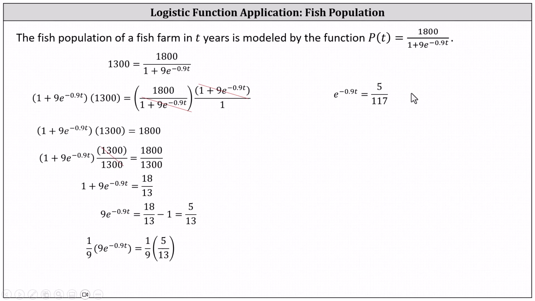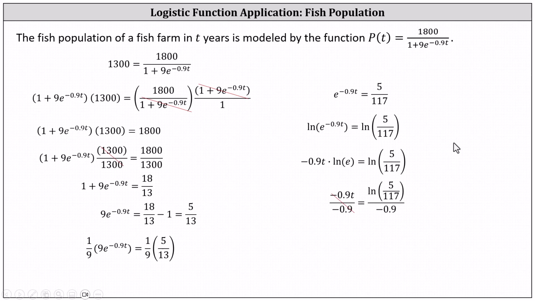The next step is to take the natural log of both sides of the equation. From here, we'll apply the power property of logs on the left. Natural log of e to the power of negative 0.9t is equal to negative 0.9t times natural log e. Natural log e is equal to 1, and therefore to solve for t, we divide both sides by negative 0.9. Simplifying, we now have t equals natural log of 5 divided by 117, all divided by negative 0.9.